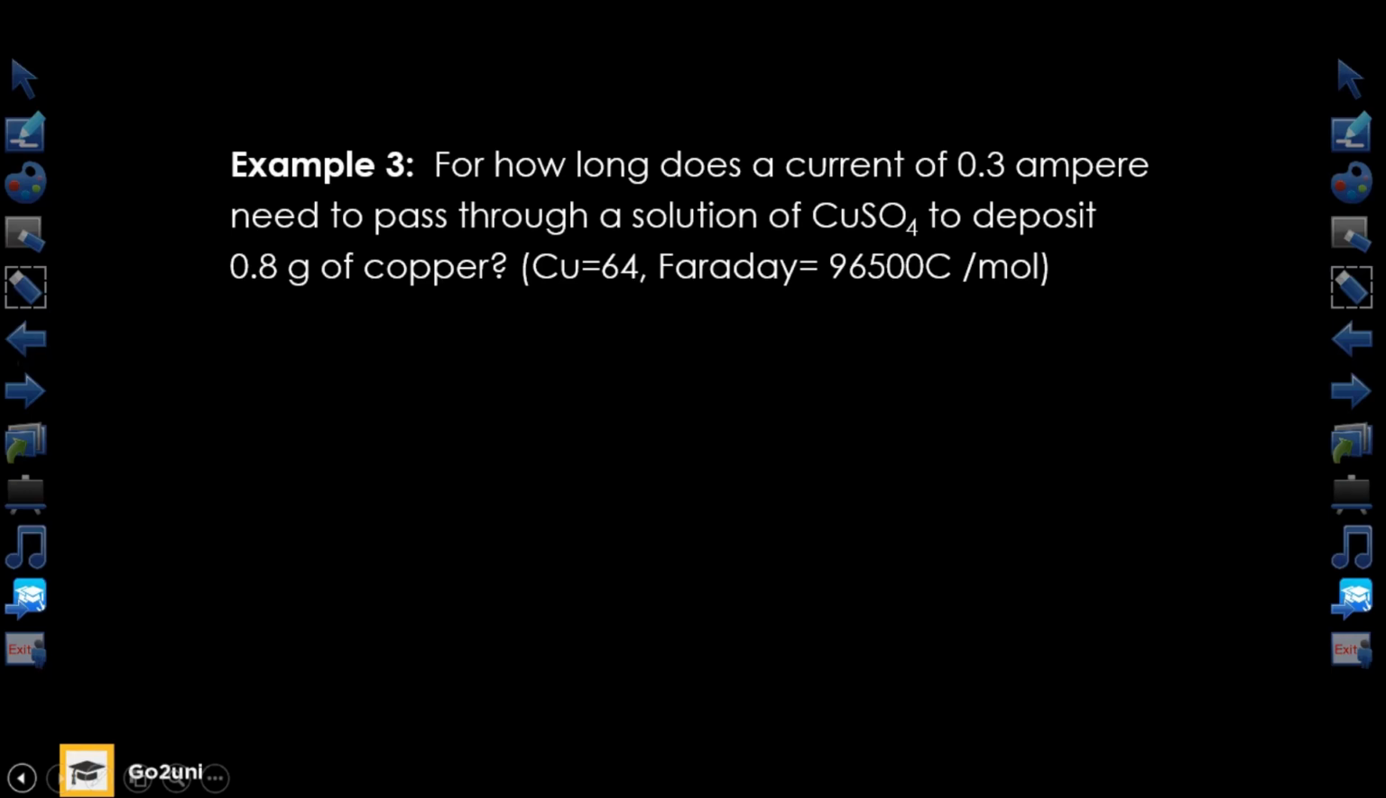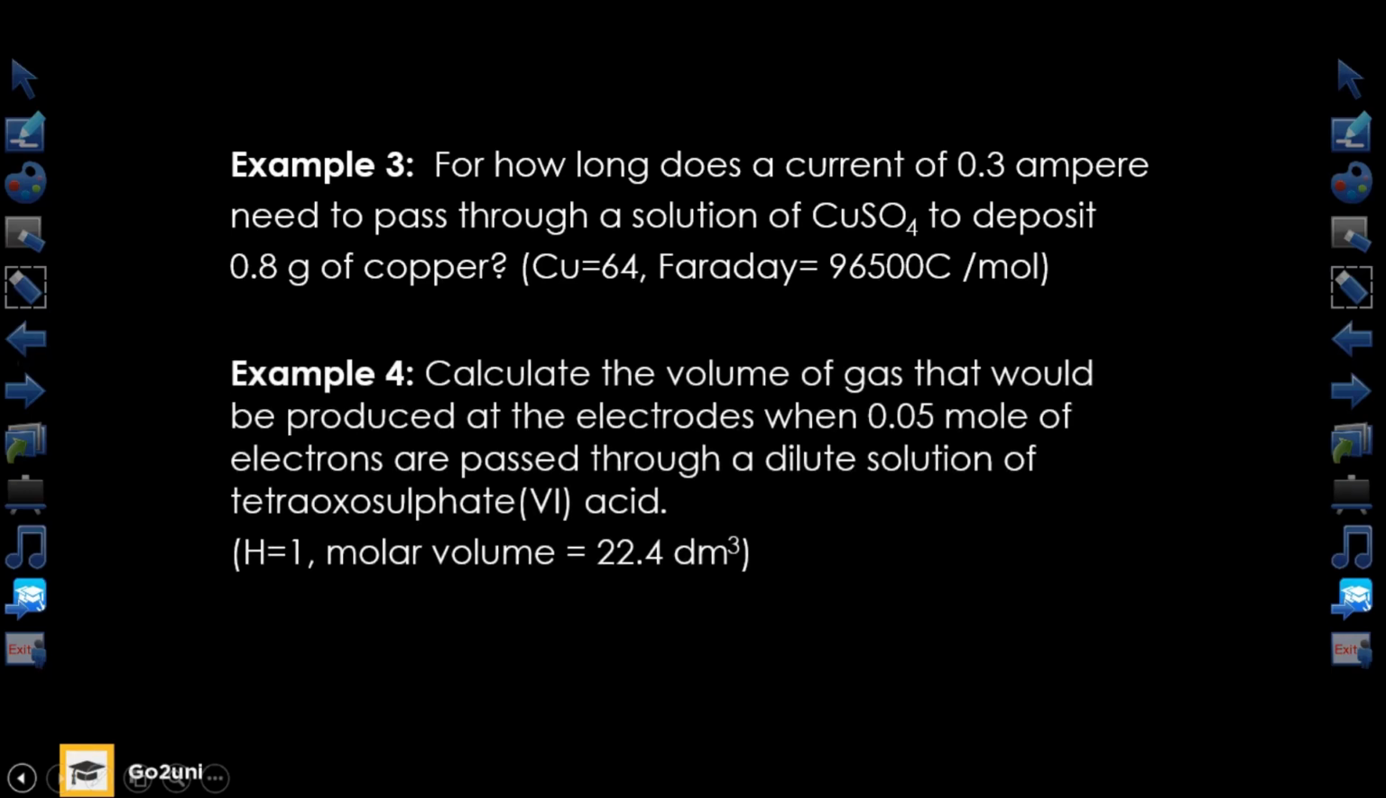So our next example, let's look at it, is to calculate the volume of gas that will be produced at the electrodes. When we talk about electrodes, we mean the cathode and anode. When 0.05 mole of electrons are passed through a dilute solution of tetraoxosulfate 6 acid.